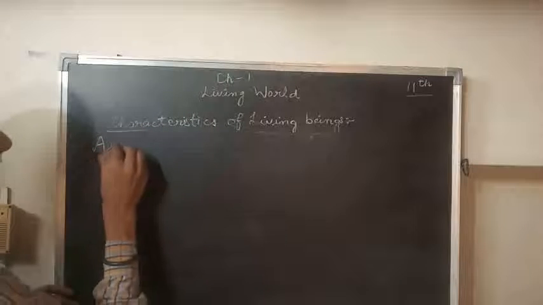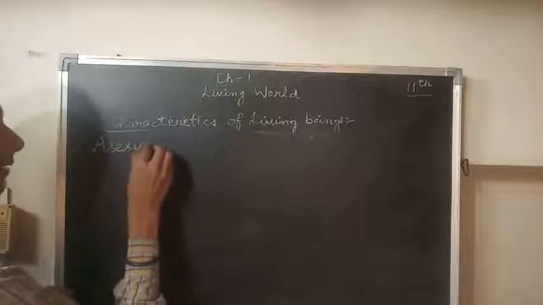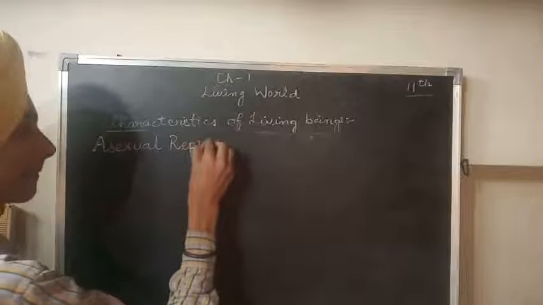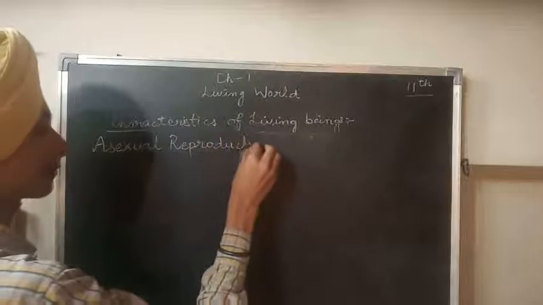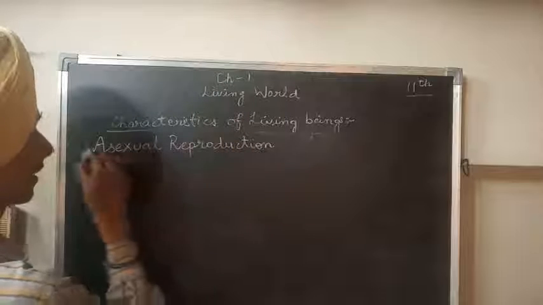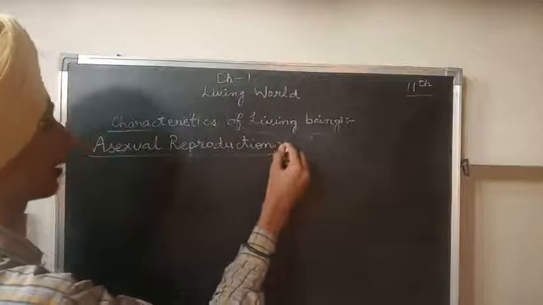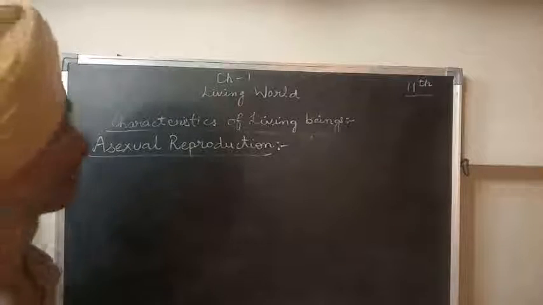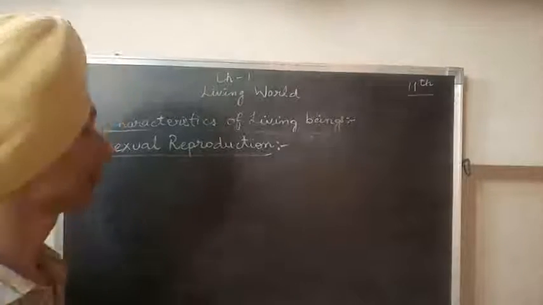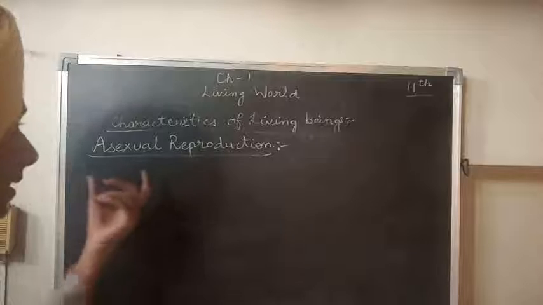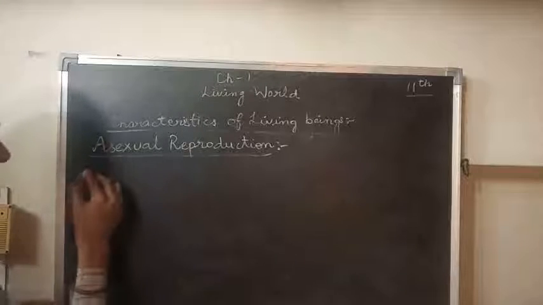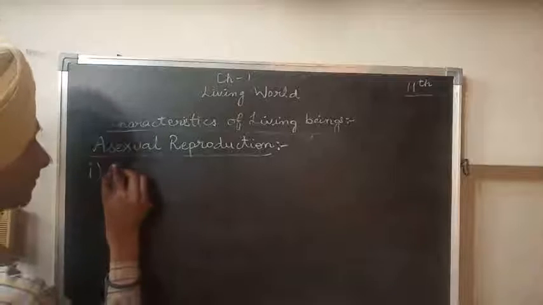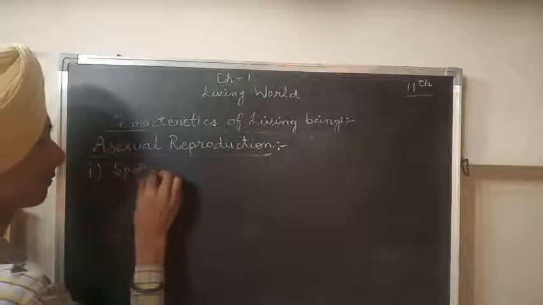Let us discuss in some more detail about asexual reproduction. In asexual reproduction, organisms reproduce through various methods. Now let us discuss the various methods of asexual reproduction. First is spore formation.